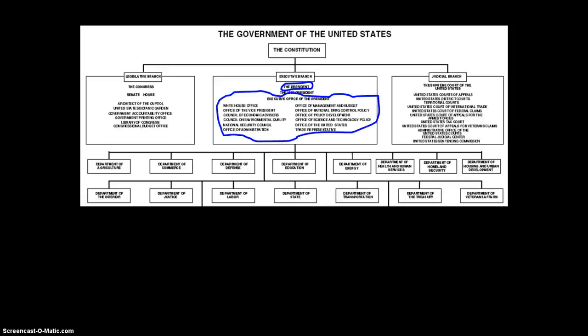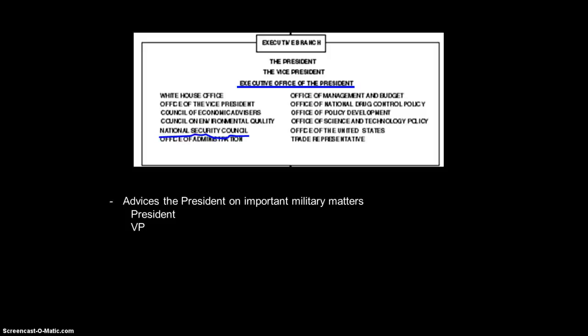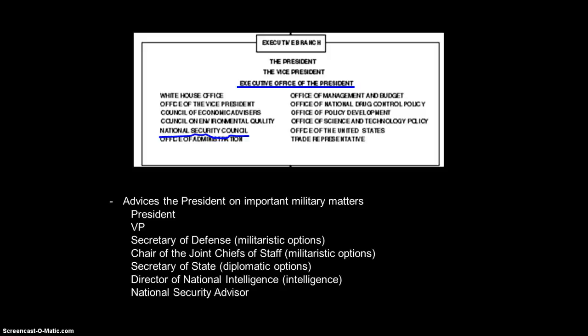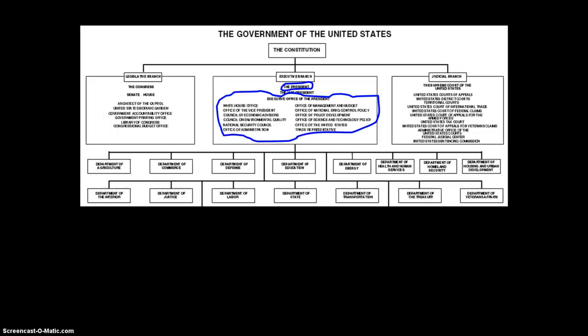And then you have this, which is called the EOP, as we talked about earlier. And if we zoom in there on the EOP, there's one particular department that helps a lot with military decisions. Okay, that is the National Security Council, right, which was created by Congress and includes the president, the vice president, a secretary of defense, which would advise on military operations. There's a chair of the Joint Chiefs of Staff, which we'll talk about just in a moment. Secretary of State, which would help with diplomatic decisions, the Director of National Intelligence, and then a National Security Advisor who's appointed by the President. And this group is very important. They advise the President on decisions with foreign policy and specifically military matters.